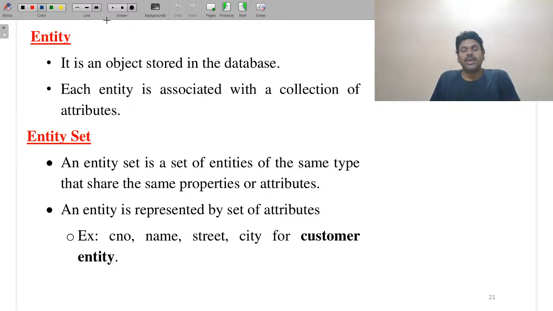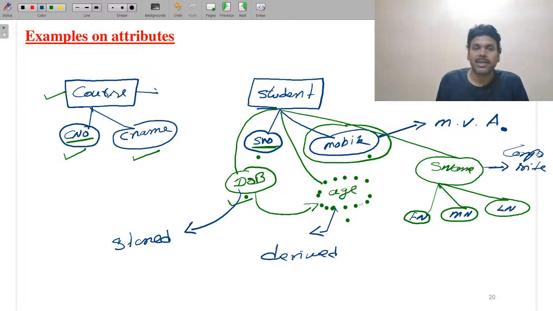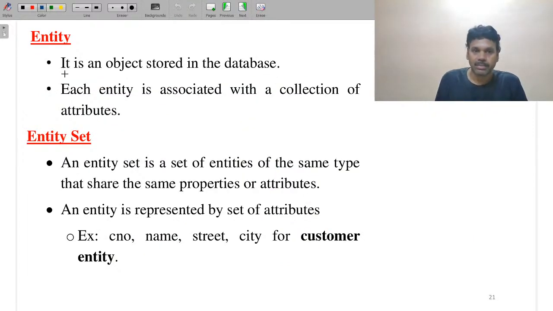Now you come to the second component, that is called entity. What is entity? Entity we already wrote here. This is your entity. This is also called an entity. So course and students are together entities. So entity is nothing but an object which is stored in the database and which is associated with a collection of attributes.